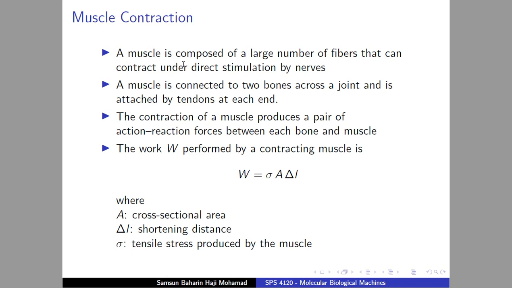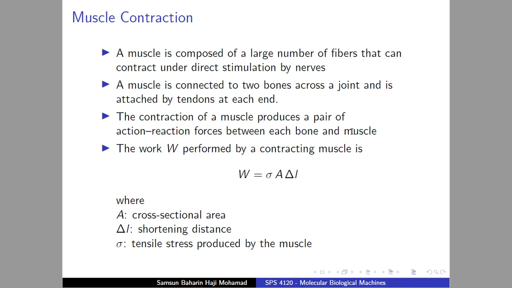Okay, so a muscle is connected to two bones across a joint and is attached by a tendon at each end. So the contraction of a muscle produces a pair of reaction forces between each bone and muscle. So if our muscle contracts, we can lift.